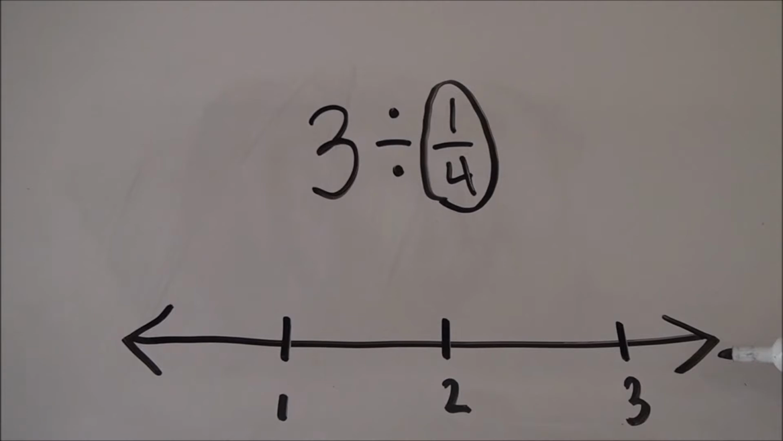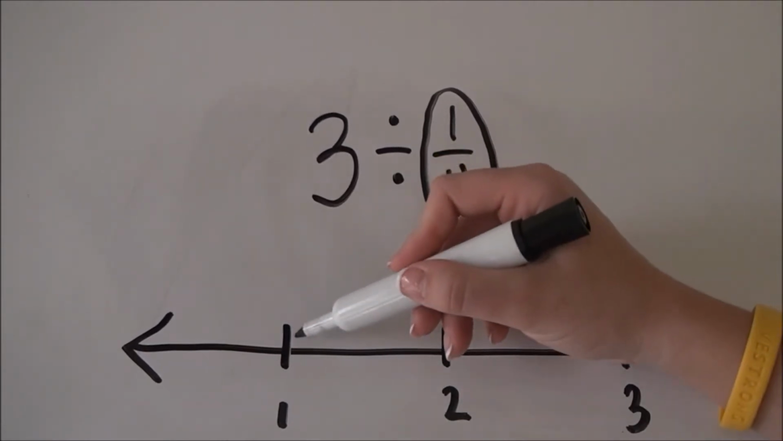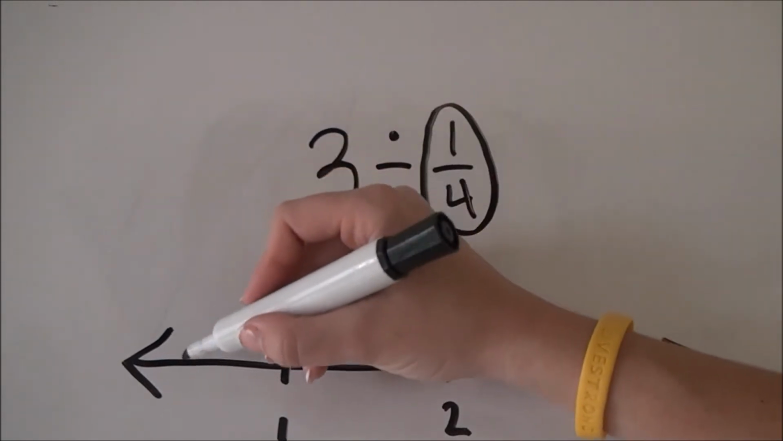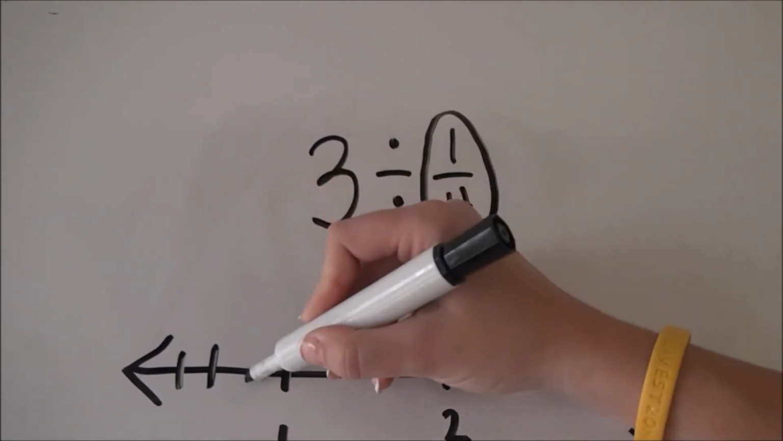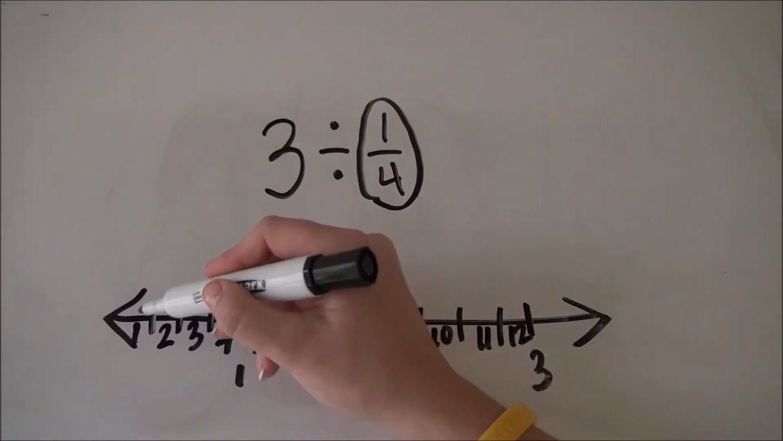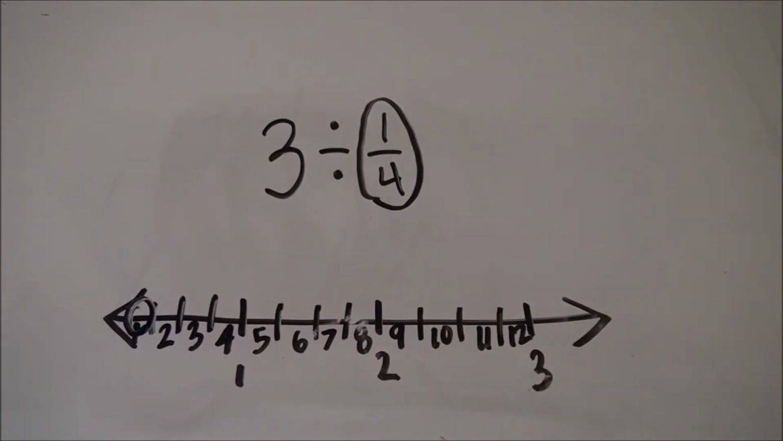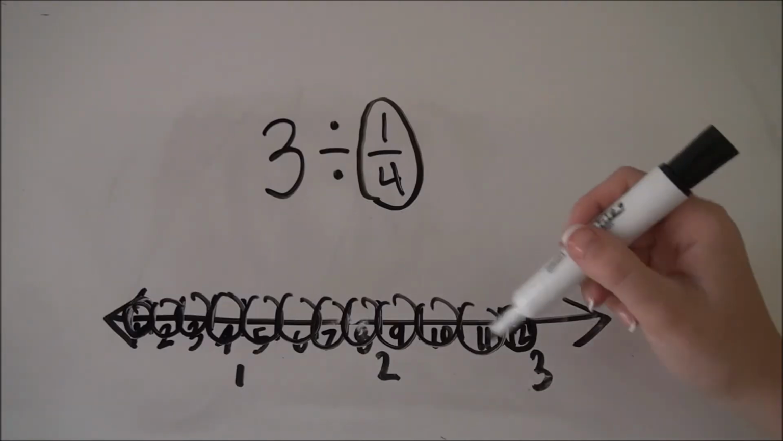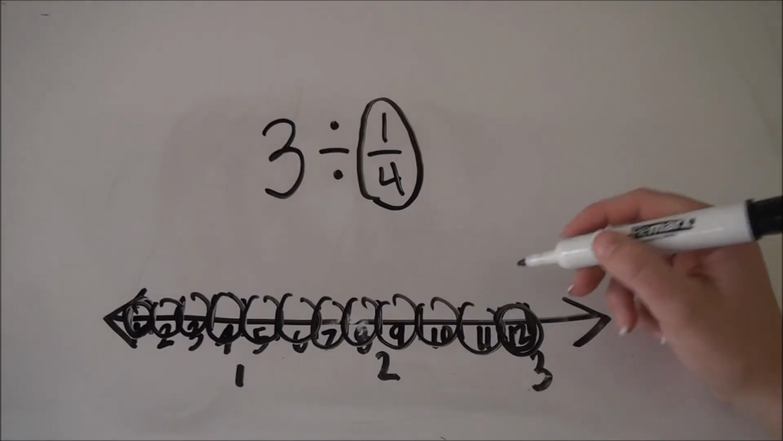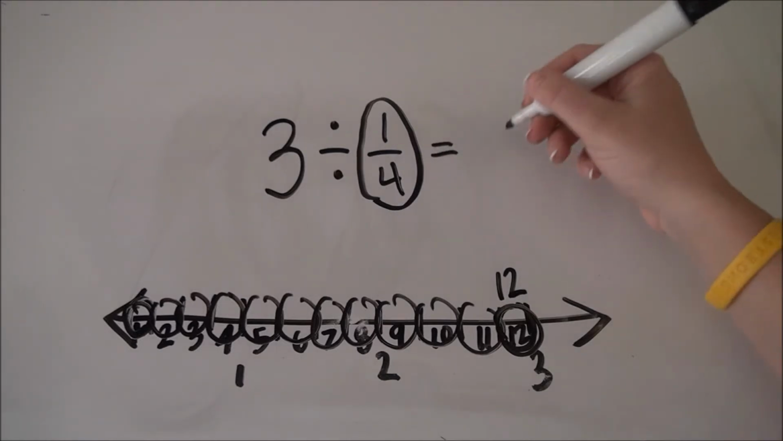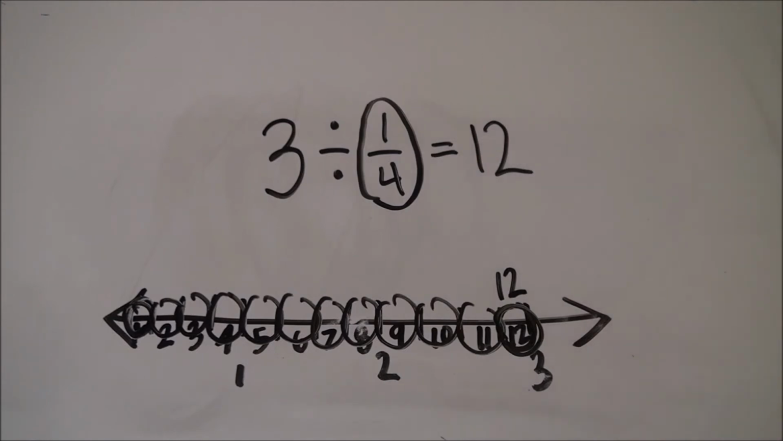So I'm first going to start with the number 1. I know that 1 whole is equivalent to 4/4. So, how many 1/4 pieces do I have altogether? When looking at the number line, I can see that there are 12 1/4 pieces. This means that John would be able to share his candy with 12 friends.